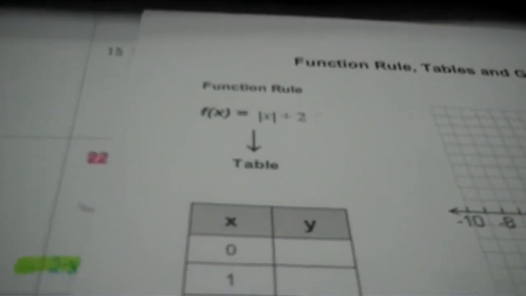Alright, today in class we talked about functions, tables, and graphs. That's continuing with our topic of domain and range. You'll be given a function, which is like a rule. In this case, it's the absolute value of x. It stands for absolute value.